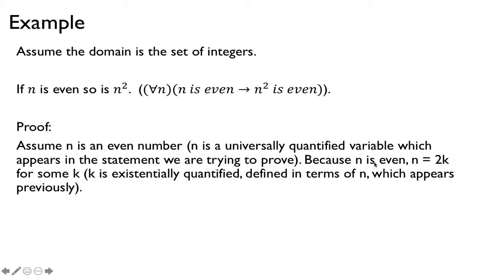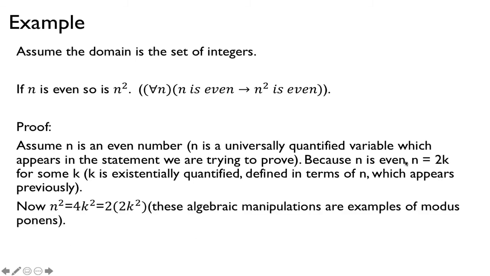Because n is even, we can write n equals 2k for some k, by definition. Notice k is an existentially quantified variable. It's defined in terms of n. Because n is even, there exists a k so that n is 2k. Again, in your homework you don't have to explicitly say everything like this, but this is the first time we're doing this, so I want to be clear that variables in mathematical proofs are either quantified universally or existentially.